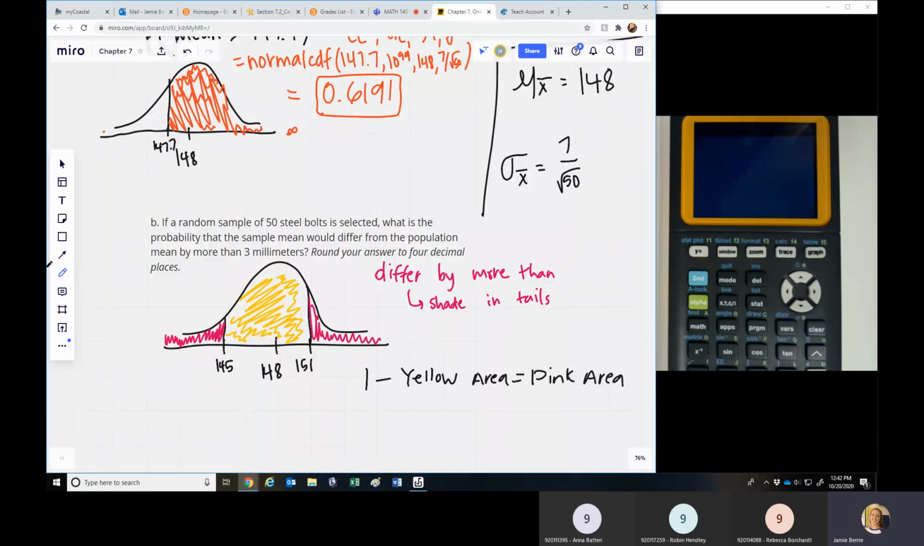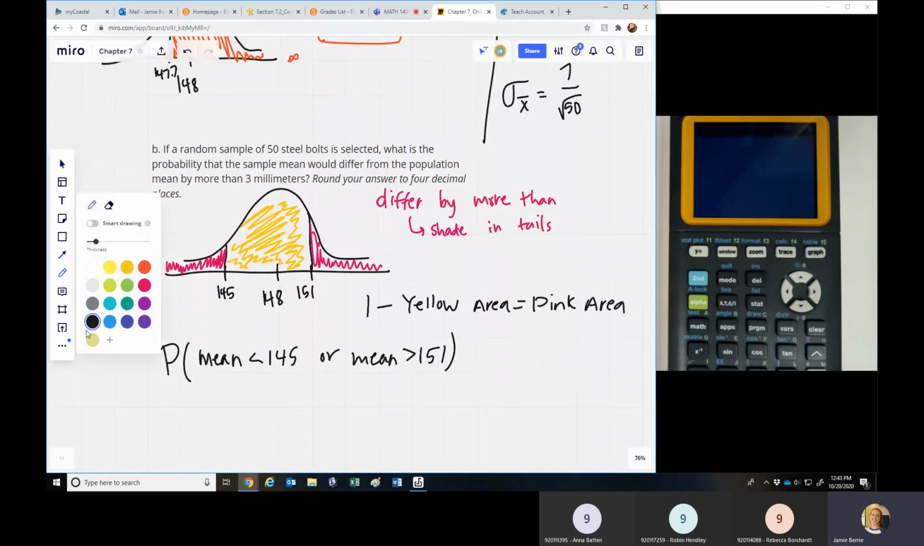Now, if we were writing this out in probability notation, we would say the probability that the mean is less than 145 or the mean is greater than 151. Let me write that again. Greater than. Okay.